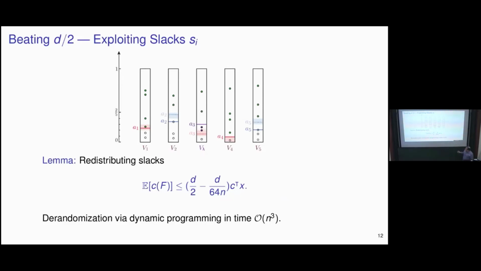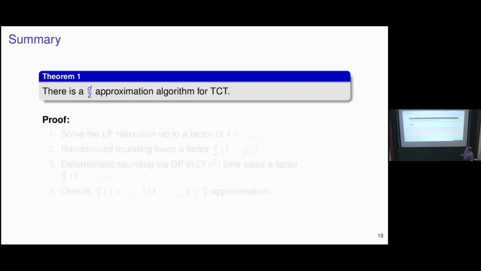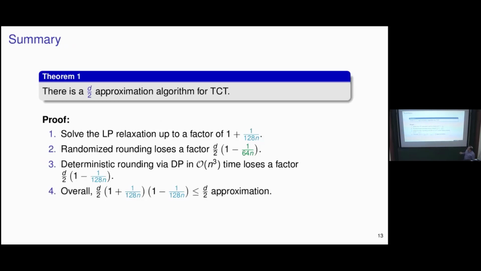It's now a bit easier because we have a gap here. We can spend part of the gap to make the rounding simpler. And yeah, that gives the overall result. So we resolve the LP relaxation up to this factor. Randomized rounding would lose this factor. A deterministic rounding loses this slightly larger factor, and then we get an overall d over 2 approximation.